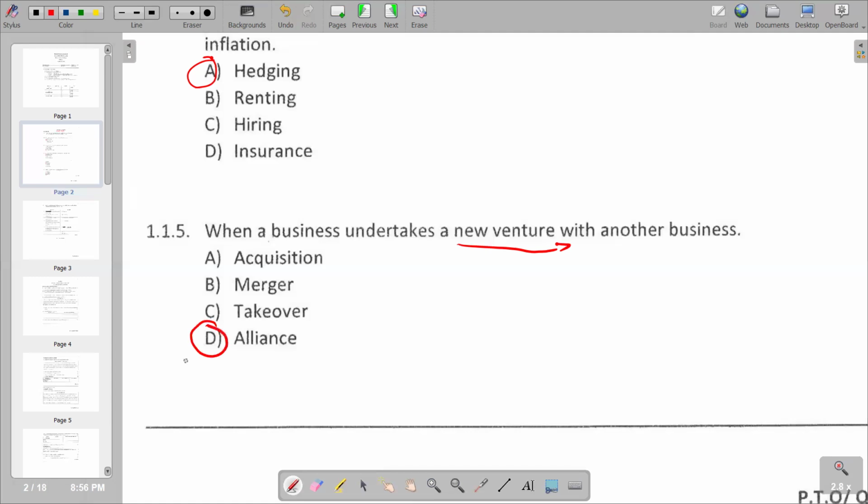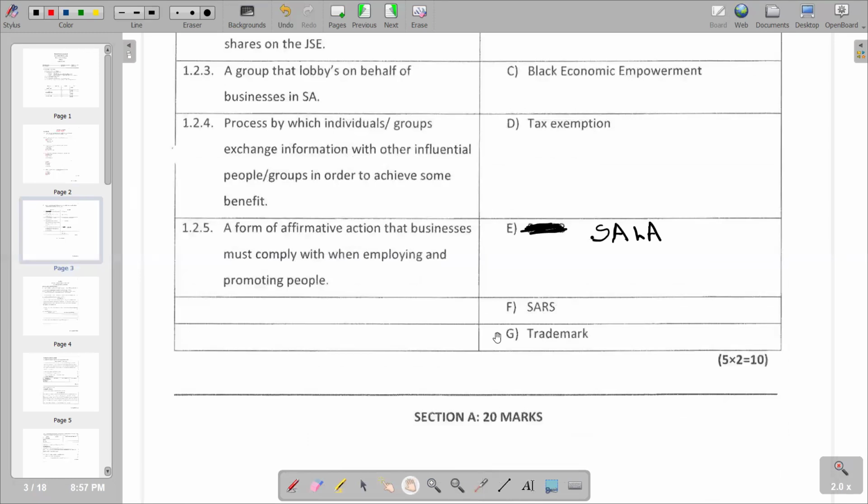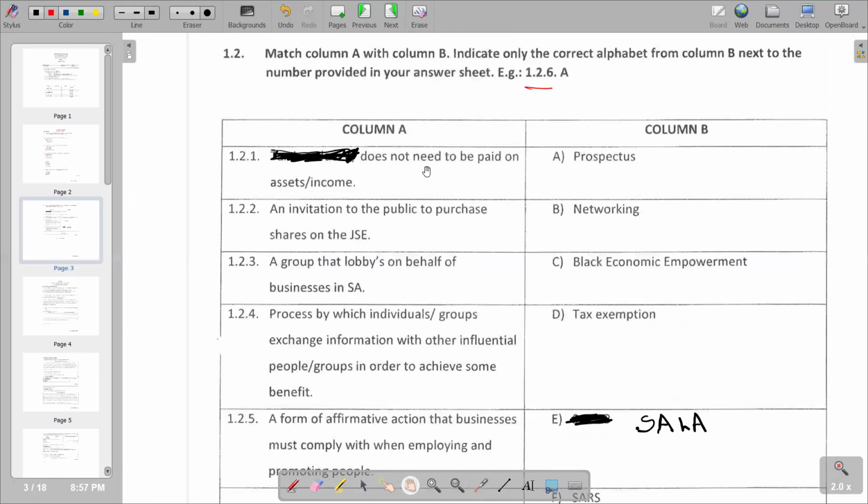Then we go on to the next section, where we are going to look at matching words. It reads: match column A with column B, indicate only the correct alphabet from column B next to the number provided in your answer sheet. We're given an explanation in column A and try to pick a term that matches it. First one, 1.1, does not need to be paid on assets or income. If you go through the responses, going down to G, you see that we've got tax exemption there. The explanation says does not need to be paid on assets or income. Tax exemption means tax is not supposed to be paid. So we have our response as D on the first part.